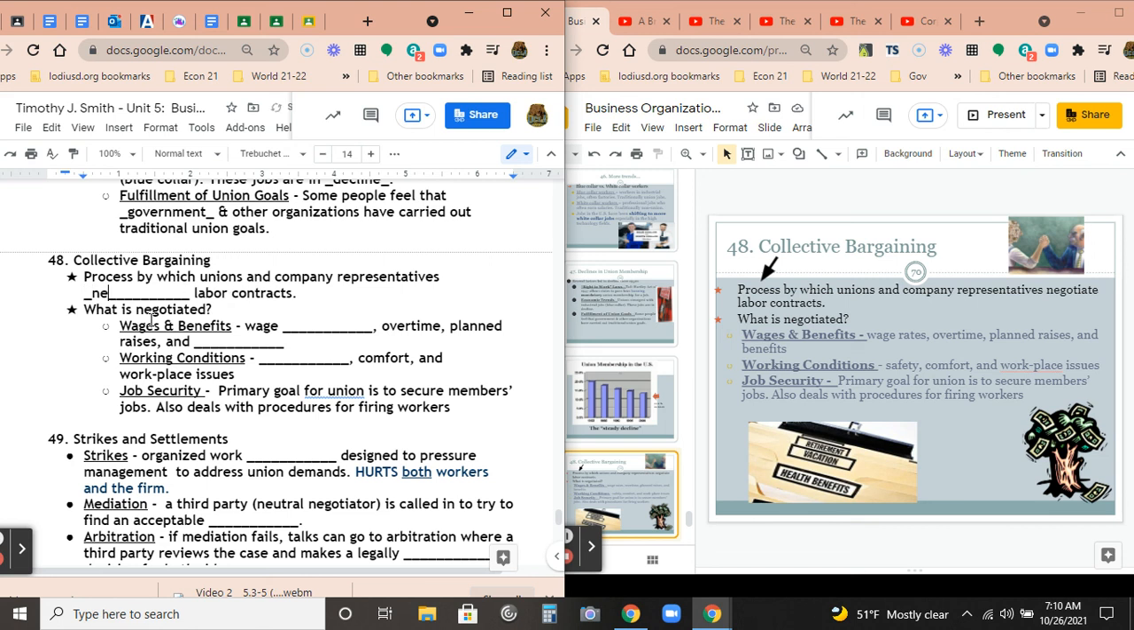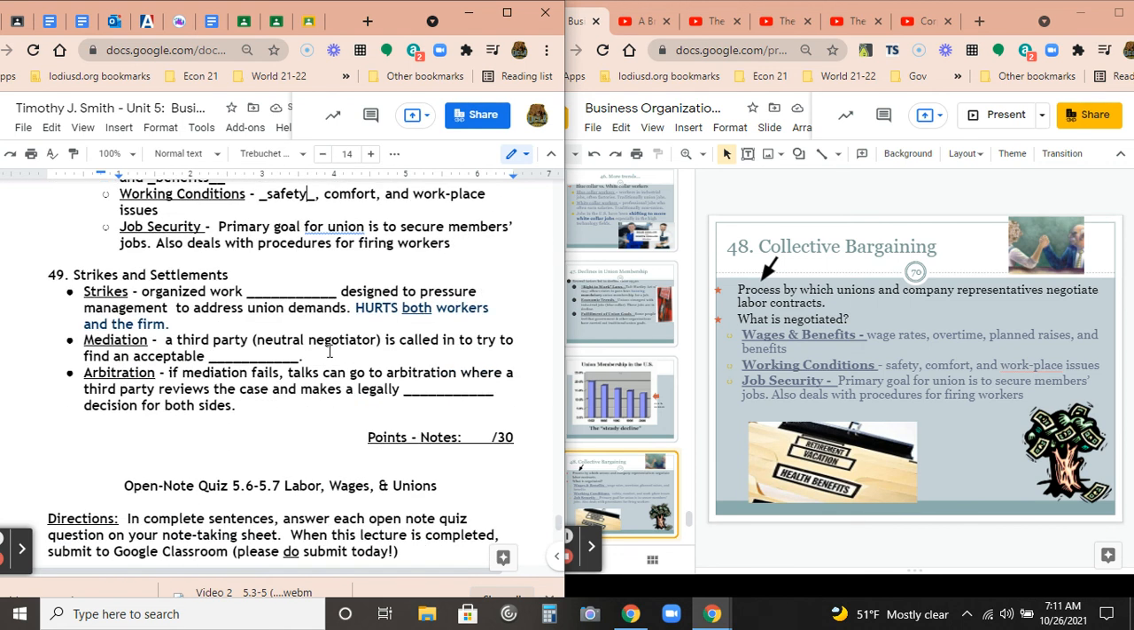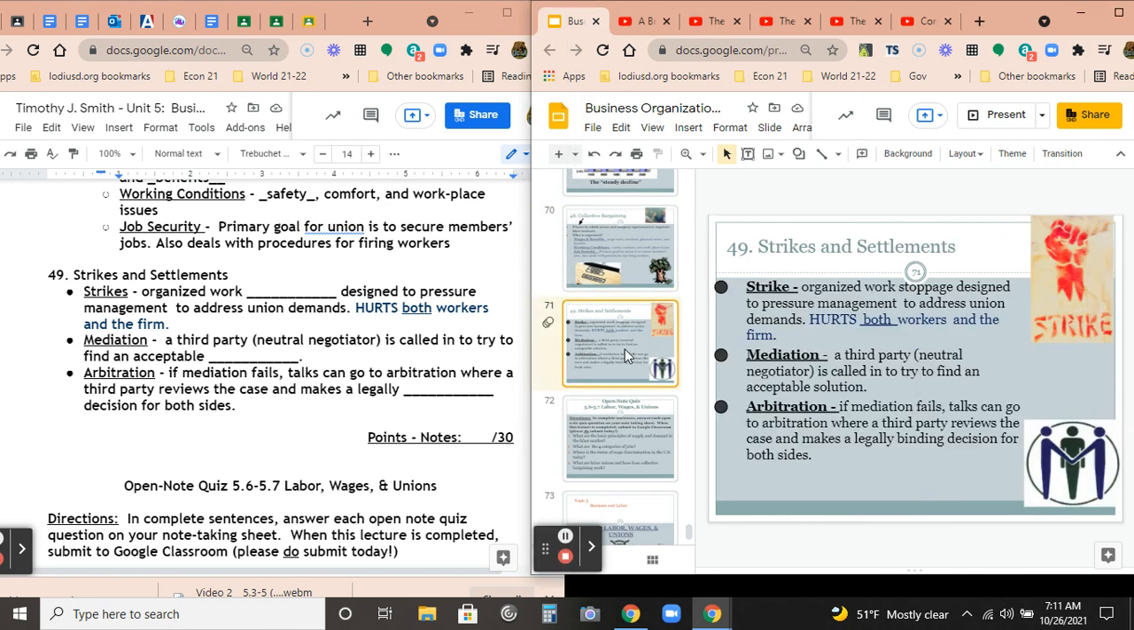Let's see, negotiate labor contracts as required, using wage rates, overtime, and raises and benefits. Okay. Working conditions. Talking about the safety, comfort, and workplace issues. The primary goal for a union is to secure jobs, and a process for fair hiring and firing.